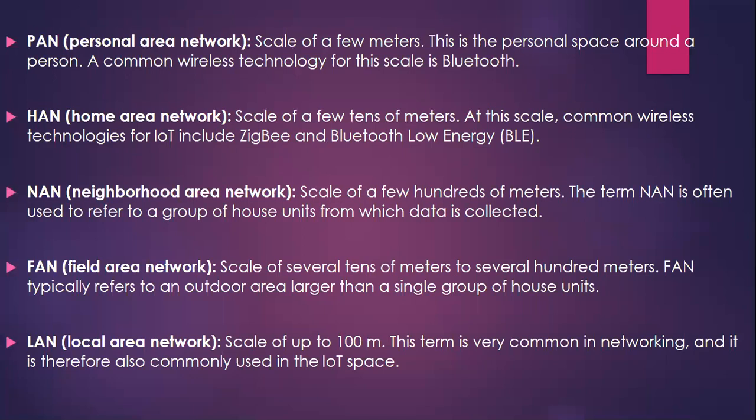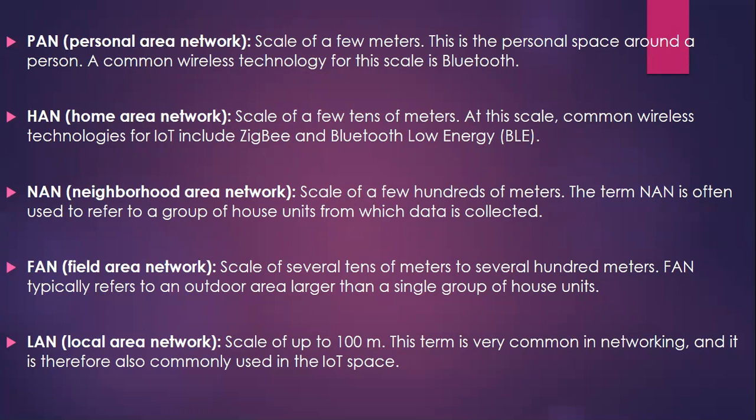A common wireless technology for this scale is Bluetooth. So Bluetooth based communication, what we have between the Bluetooth headphone and the mobile, is a personal area network. Then HAN means home area network. It has a capacity of tens of meters. Bluetooth range is only about 10 meters, but a home area network will have a few tens, like 20 meters, 30 meters. This scale will be a bit more.